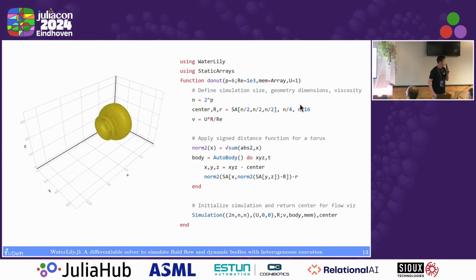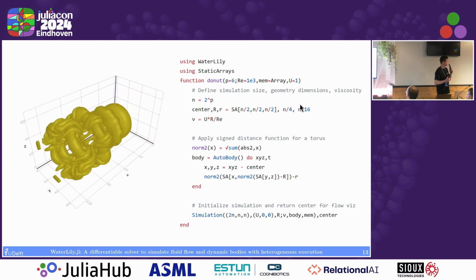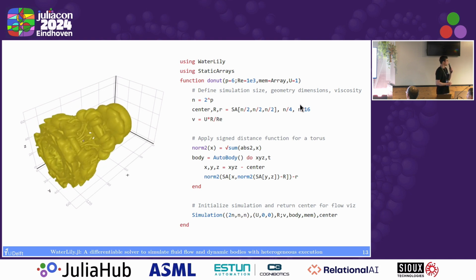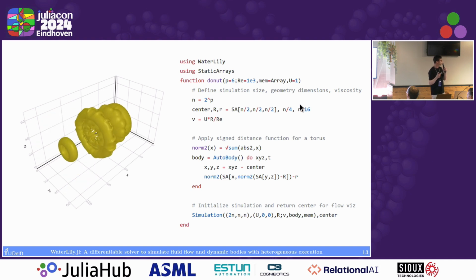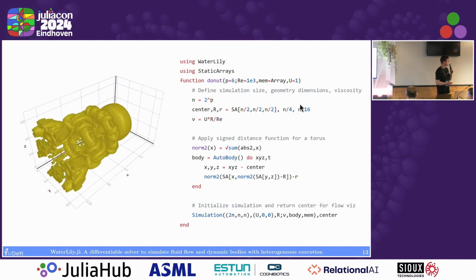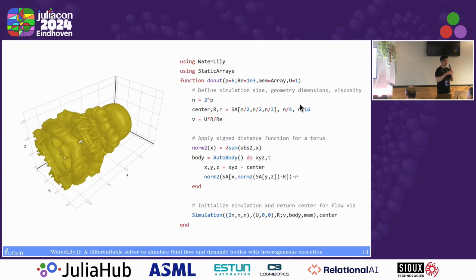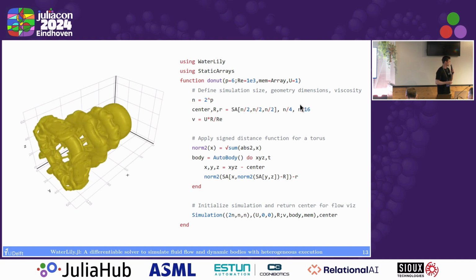So as promised, we can do other geometries. Here is a donut. And the only thing we need to do to set up this test case is these very few lines of code. So we define where the center of the donut is. We define the outer and the inner radius. And then we just need to define the actual signed distance function through this body code block that you see here. And with only these very few lines, we have a geometry defined within our domain. Again, this returns a simulation object that we have a method for doing time stepping of the flow.